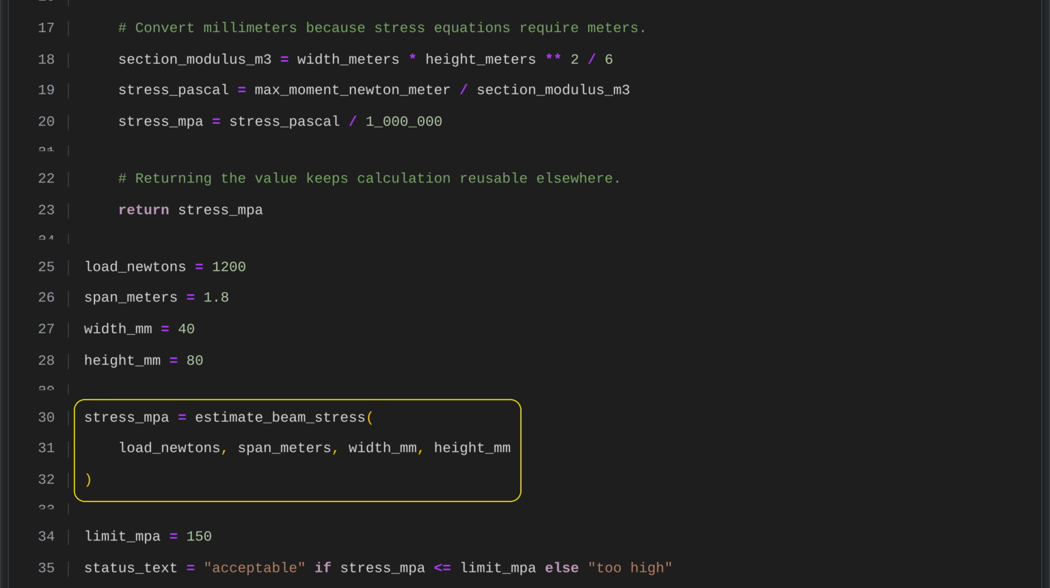A beam stress function is used to estimate the maximum bending stress in a rectangular beam from the load, span, width, and height. It returns the stress in megapascals, which can then be saved and checked against acceptable limits.